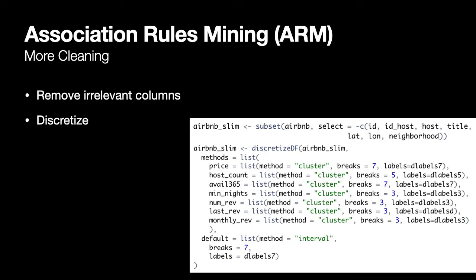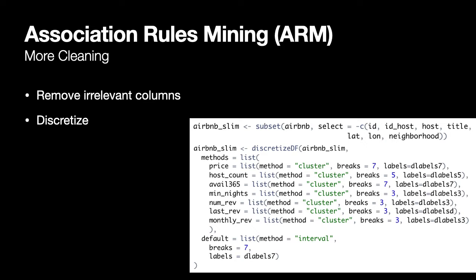There's still 2 steps to clean up the data before we can run the transaction and rule set. I'm going to remove some columns, such as the host and listing identifiers and the numerical latitude and longitude values, just to not confuse the algorithm.